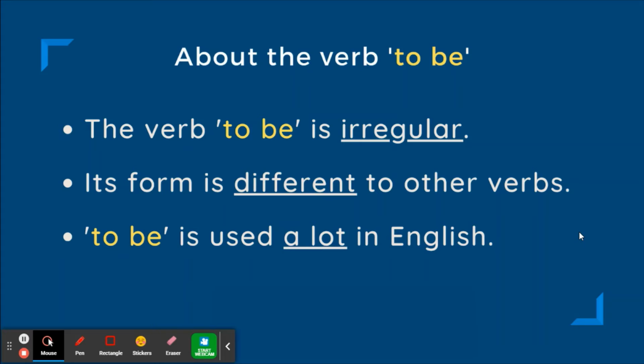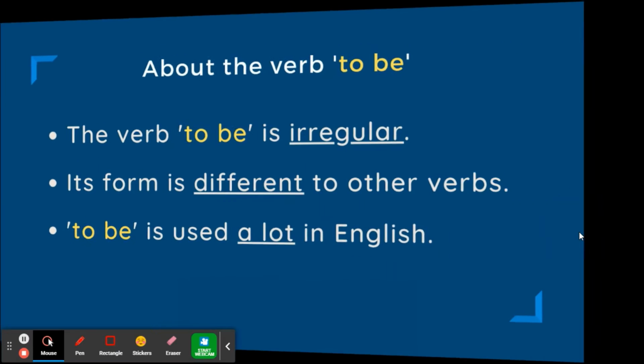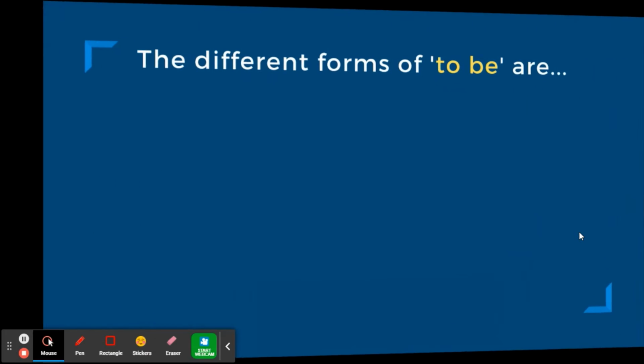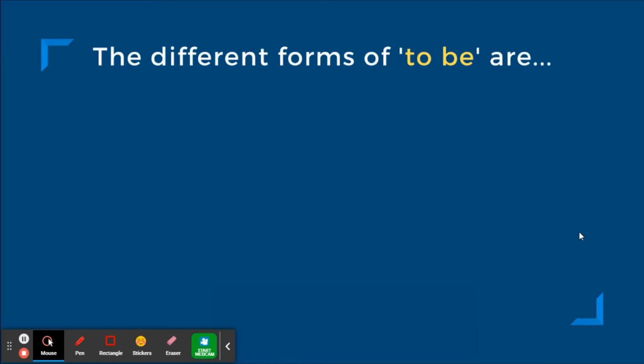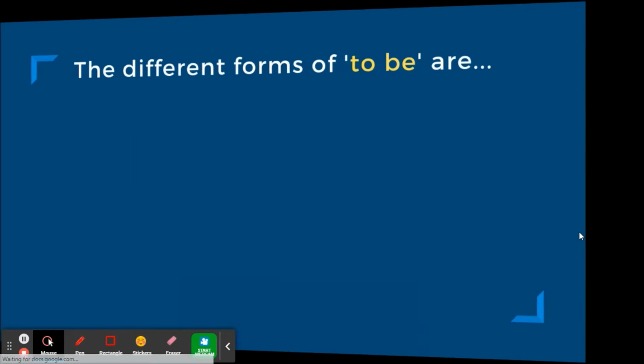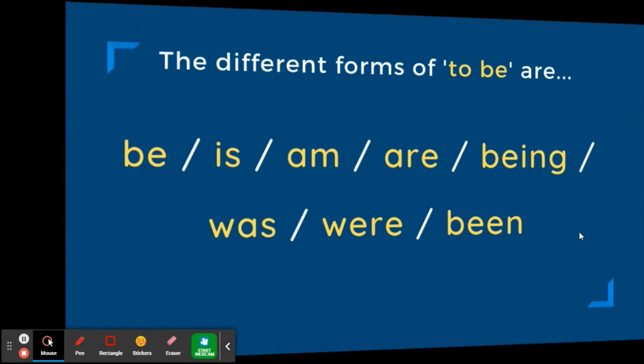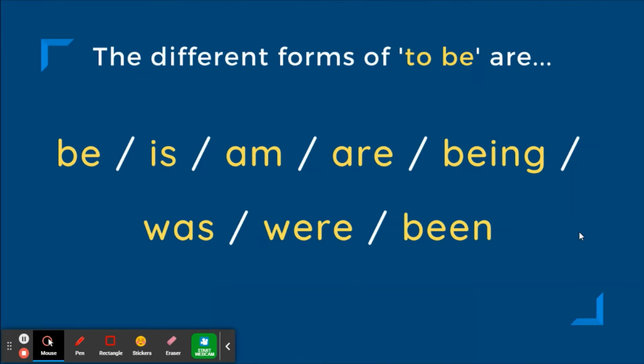Let's just talk about this for a little bit. The verb to be is irregular. Its form is different from other verbs. To be is used a lot in English. So those are some facts about the verb to be that we need to know. The different forms of the verb to be are: be, is, am, are, being, was, were, been, right? So these are the different forms.